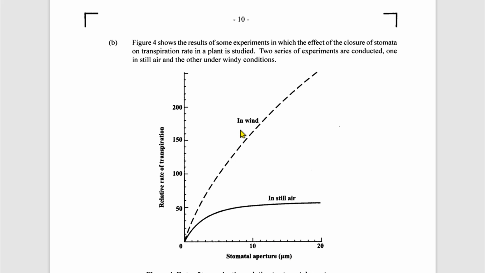Now if you look in wind, there's a lot of air moving, of course, and it's moving around water vapor all over the place. In wind, you can see that the relative rate of transpiration remains pretty high. It's not linear, but it has a much steeper gradient than in still air. So in still air, when no wind is blowing, we could see that the relative rate of transpiration is much lower, but the rate also plateaus. Very early on, it plateaus somewhere close to the halfway point, about 5 to 10 micrometers. It actually begins to stop increasing steadily.